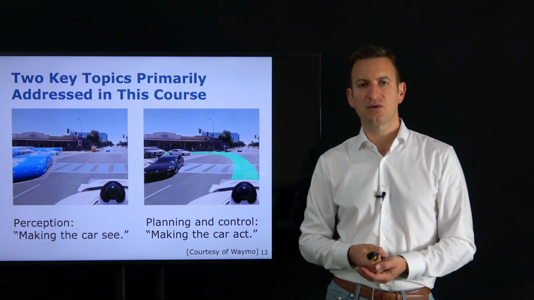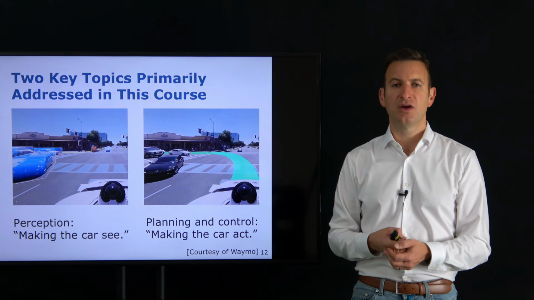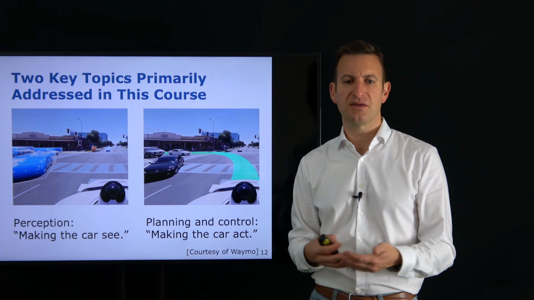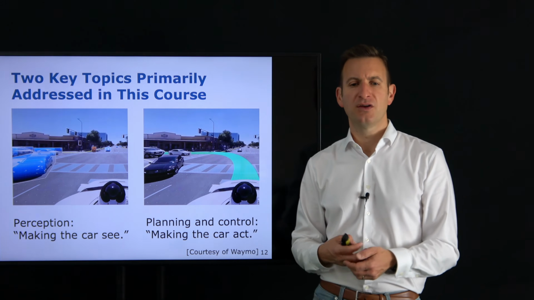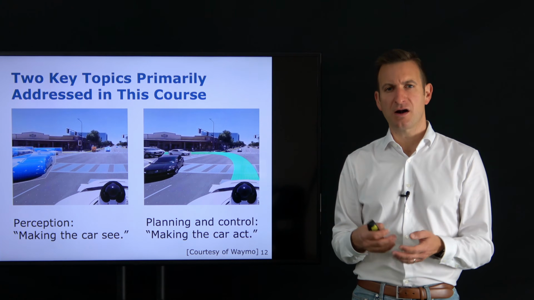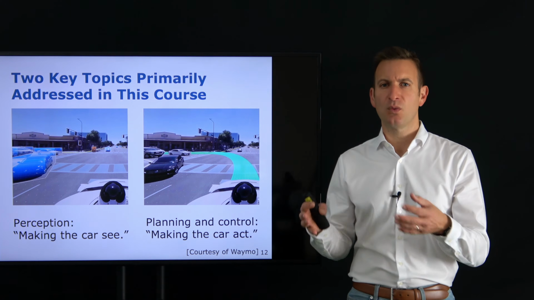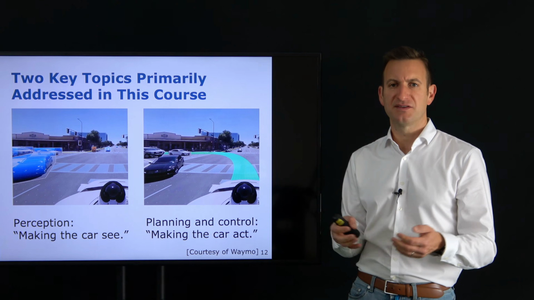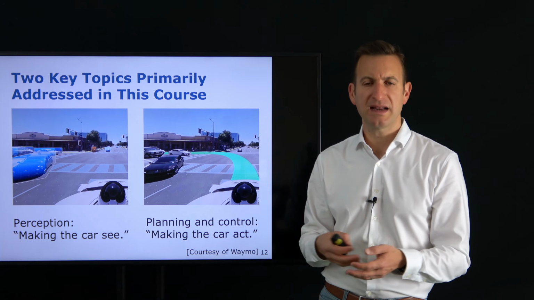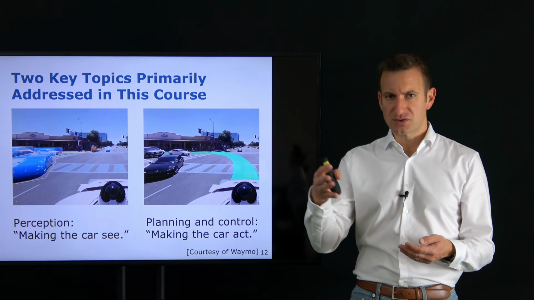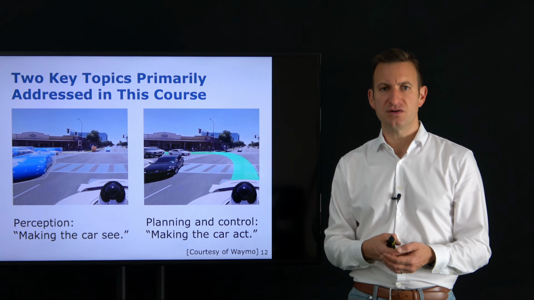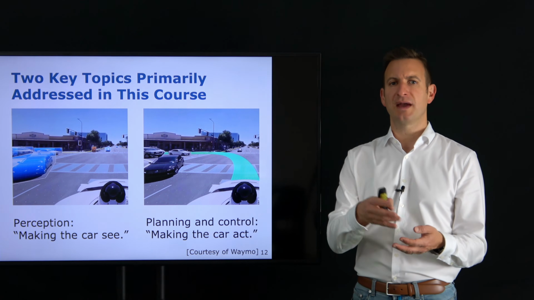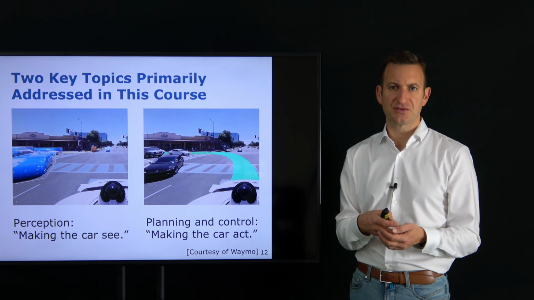In this course, we cannot look into all of those building blocks, so we'll look into two areas here. The first is the perception part. It basically means making the car see, in order to understand what the car sees, what the objects around me are. And the second part is the control and planning part, in order to compute a trajectory for how the vehicle should behave, and then also use the control commands to make sure the car actually follows this trajectory.